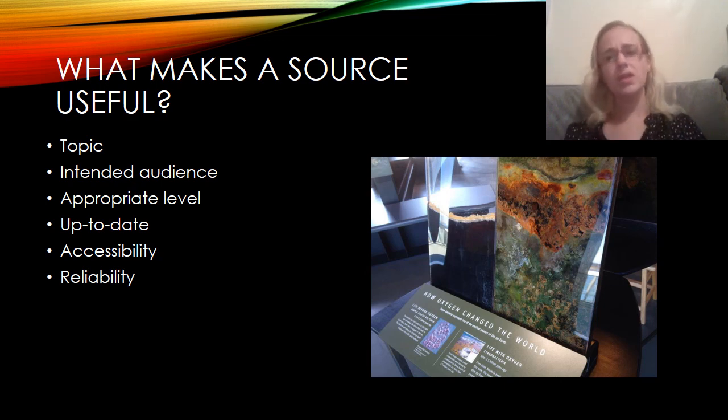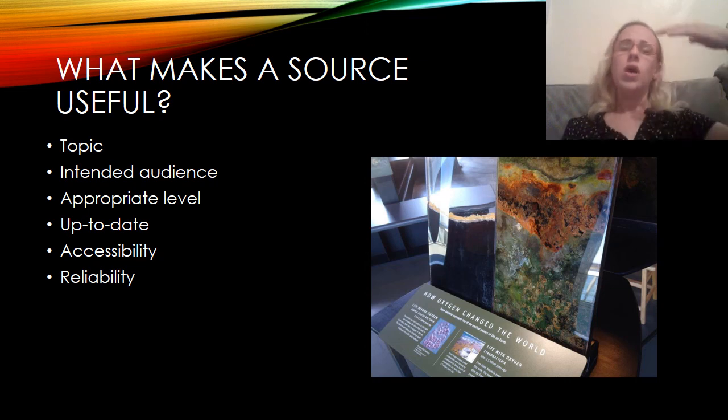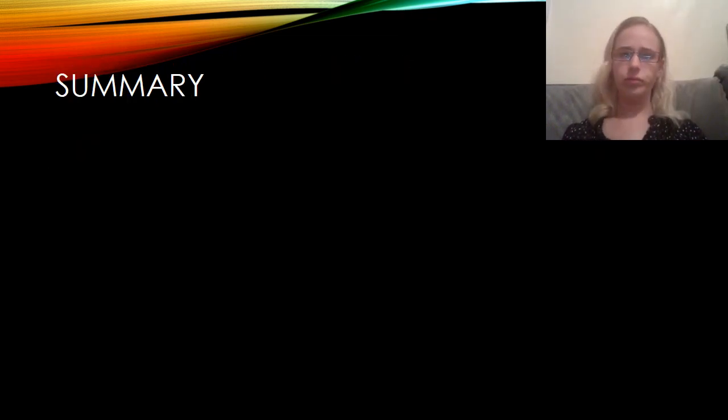You also need to consider the reliability, because like we talked about before, if a source isn't very reliable, then there's really no way it can be useful, no matter how much all of the other things fit in.